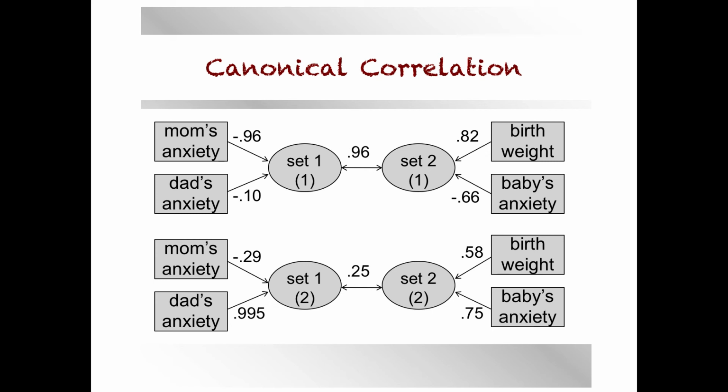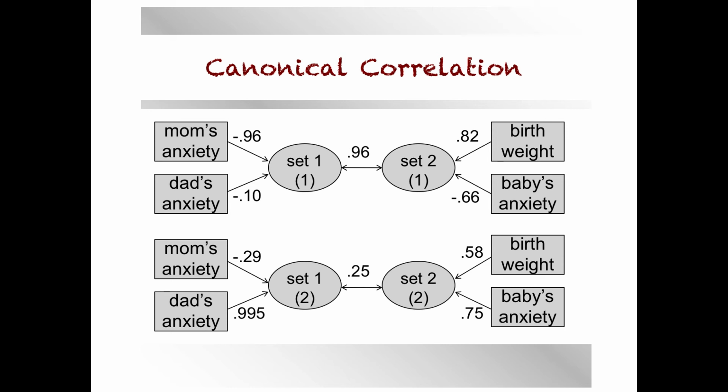Baby's health is represented by a high birth weight, a positive value 0.82, and a low anxiety, a negative value 0.66. So the conclusion there would be something like: when parents' anxiety is primarily represented by mom, as that goes up, the baby's health goes down, or as the mom's anxiety goes down, the baby's health goes up. So that was the first one.